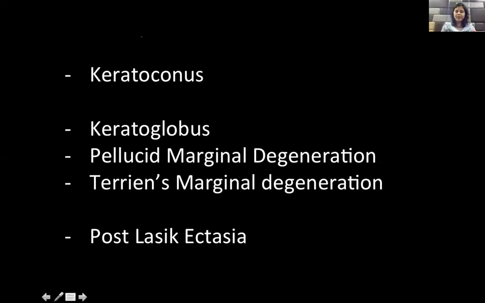The most common entity is keratoconus, and then we'll just touch upon these three: keratoglobus, PMD, that is pellucid marginal degeneration, and Terrien's marginal degeneration, just so that you know that there are other entities also. And the last, which is post LASIK ectasia, which is the most dreaded complication that a LASIK surgeon can imagine. You don't want your LASIK surgeon calling you after a year and telling you, doctor, I think I see less. And that can be a very bad thing for your career also.